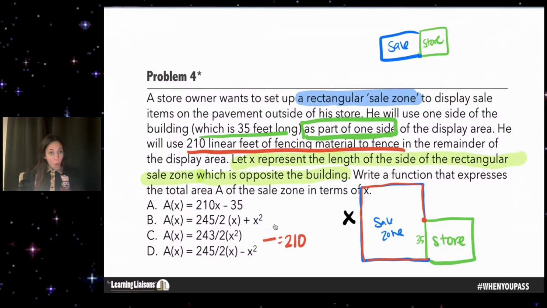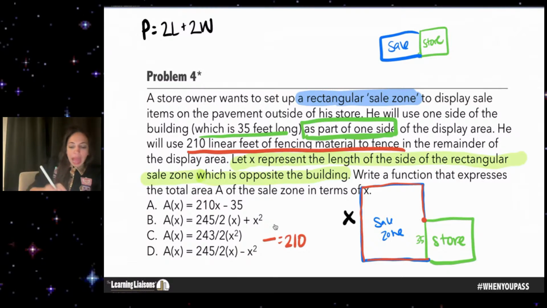So I know that all of that is going to equal 210, right? So perimeter equals 2L plus 2W. Are we in agreement? And all of that has to equal 210.